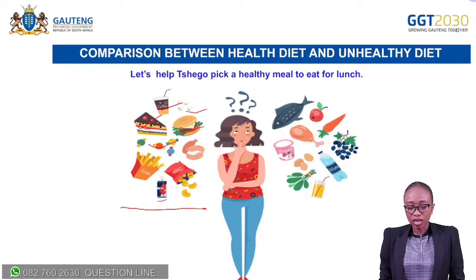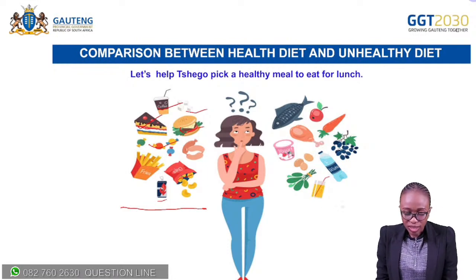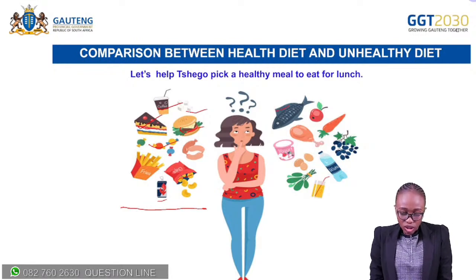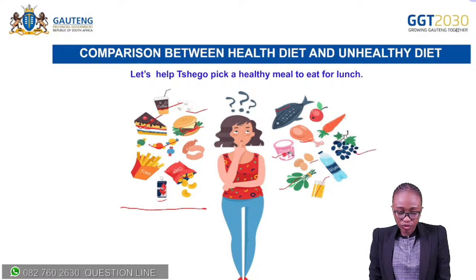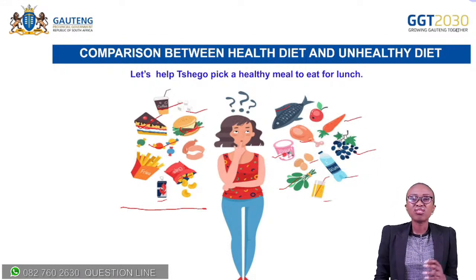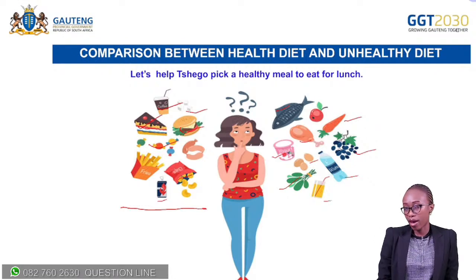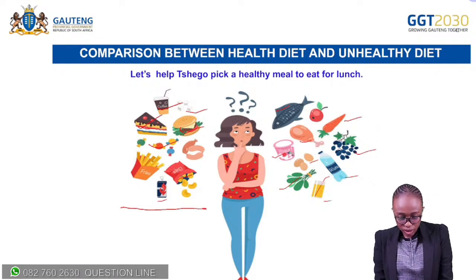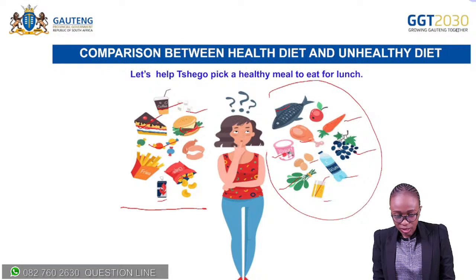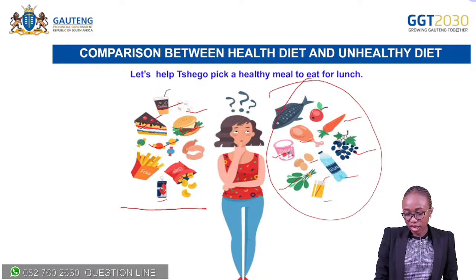Let's check on the other side. What does Tsihu have on this side? There's fish, there's chicken, yogurt, eggs, spinach, some fruits there. That's grapes, a carrot, an apple, water, and orange juice. So if Tsihu wants a meal, something light for lunch, what can she have? Oh, we can pick from this side. Let's pick from that side.